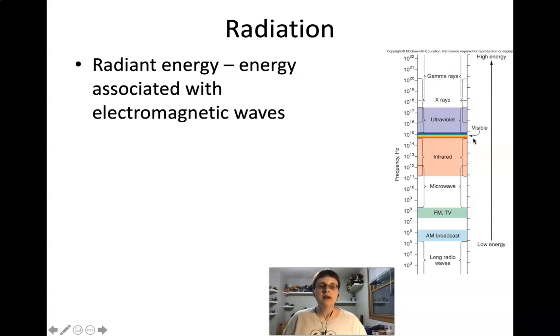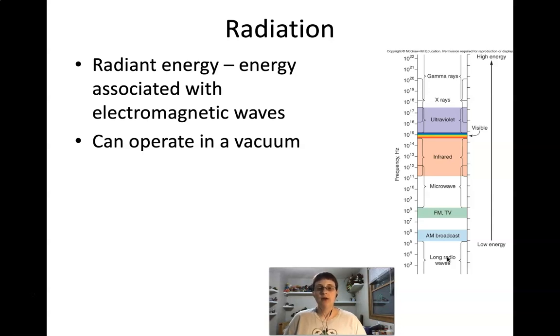So the electromagnetic spectrum that we're used to is this part right here, the visible part of the spectrum, the Roy G. Biv. But there's more to it than that. So you've got ultraviolet and infrared. Infrared, again, is heat. But you've also got things like microwaves, radio waves, X-rays, gamma rays. All of these belong on the electromagnetic spectrum, and they all contain energy.